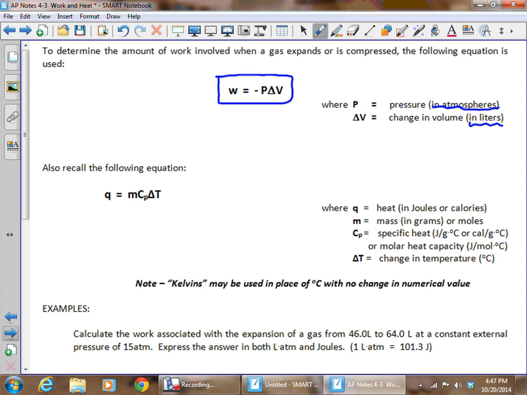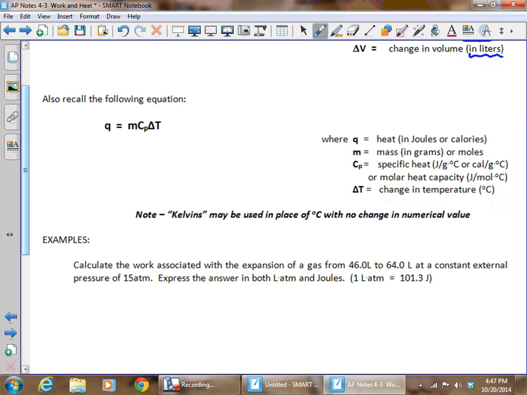Also recall this equation, Q equals mC delta T, another one that we have a cutesy name for. Q is heat, and that can be in either joules or calories. M is mass in grams, or it could be moles, so be careful when you see that. The specific heat is C sub P. A lot of the time we leave that subscript P out of our equation and just put Q equals mC delta T, but it stands for specific heat.